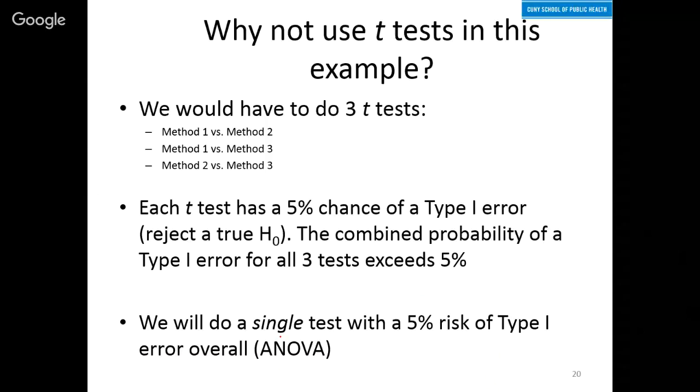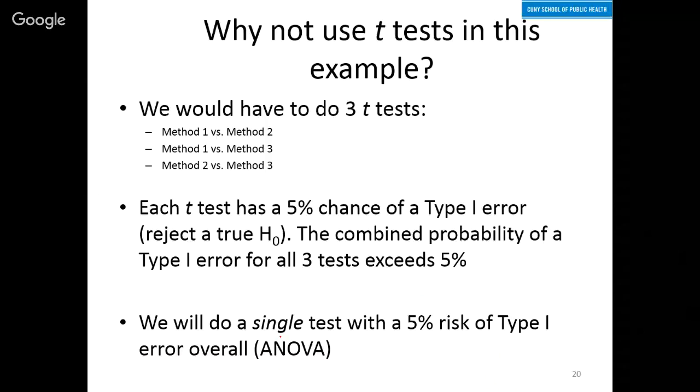But why don't we just use t-tests? One reason is that you would have to do 3 tests, and that's not necessarily a bad thing, as long as you're aware that each of those tests has a 5% type 1 error rate. So by the time you do 3 of them, if all your null hypotheses are true, your chances of rejecting one of them is going to be more than 5%. So you're no longer controlling your type 1 error rate at 5%.